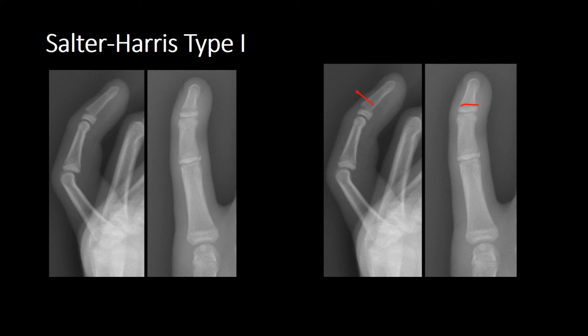It's important to note that in the hands, generally speaking, you only have one physis for the phalanges, and the same for the metacarpals. So with the phalanges, the physis is situated at the proximal end, at the base, whereas generally speaking the physis in the metacarpals is at the neck, or the distal end of the metacarpal.